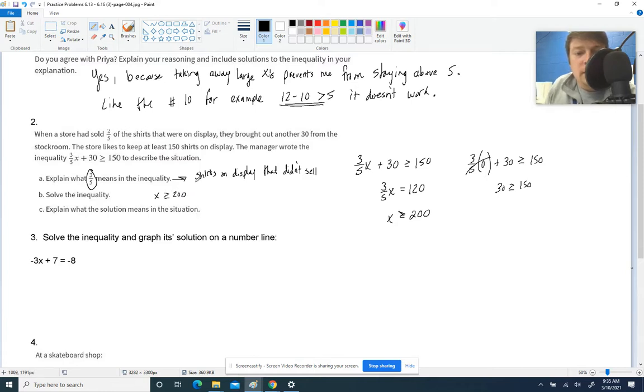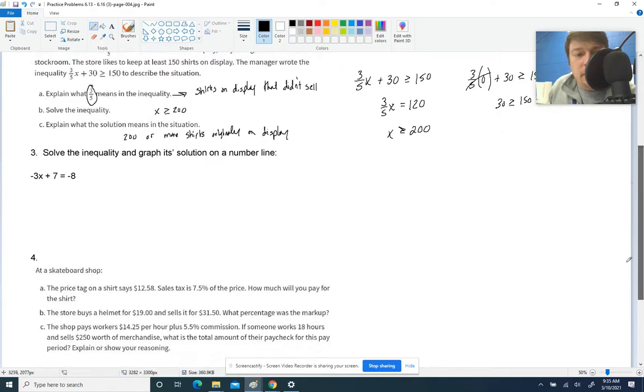Explain what the solution means. That means that we want to have 200 or more shirts originally on display. That way we don't get below that 150 line by selling 2/5 of them. And that finishes off that problem. Let's move on to the third one.